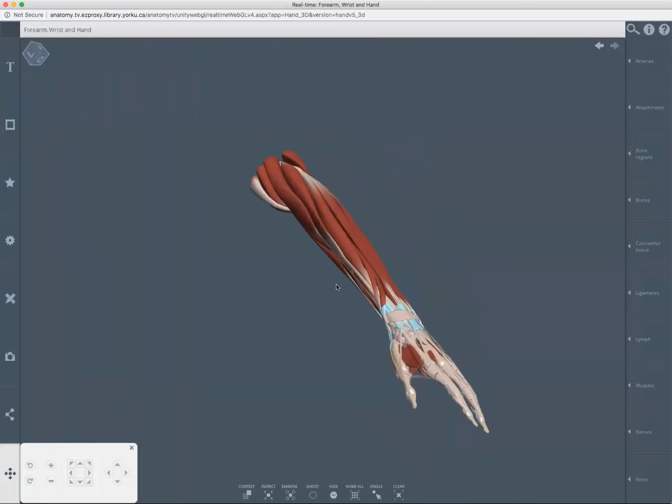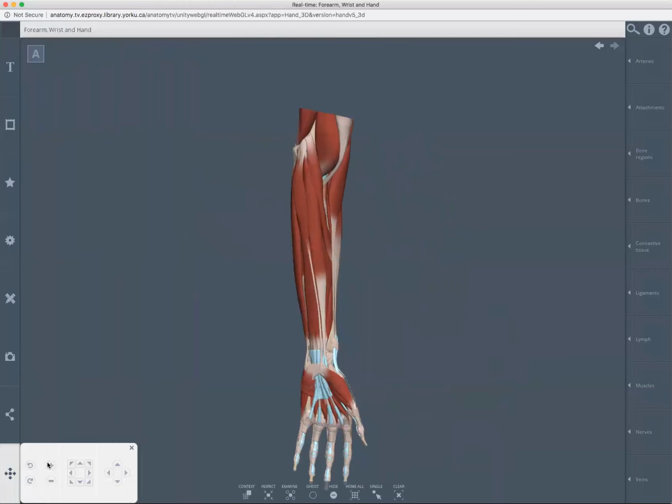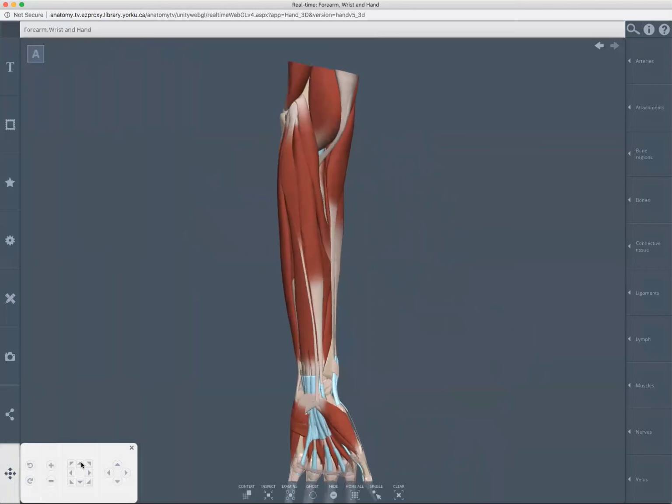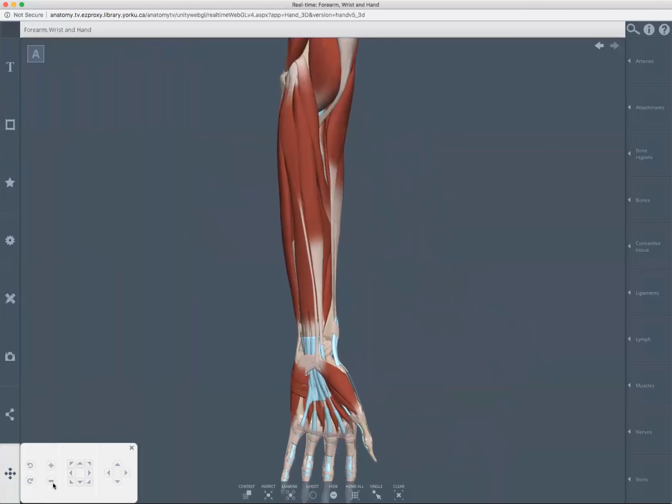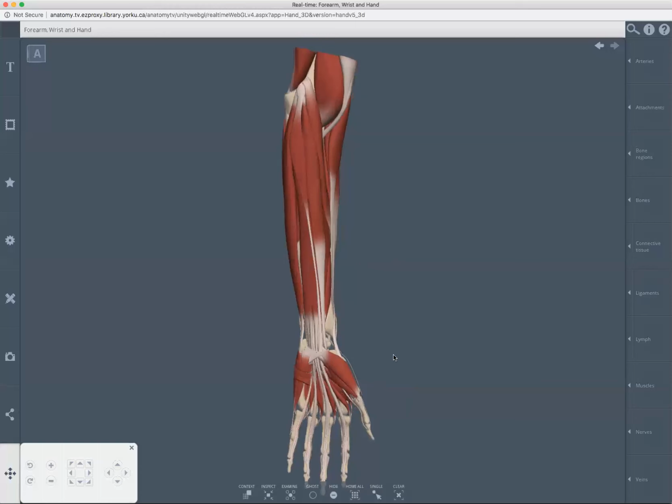Okay, so I'm just going to flip this guy over and straighten him out. All right, so let's zoom in a little and move it up. There we go. All right, so I am going to remove some of the ligaments and connective tissue so that we can see the muscles and tendons themselves. So there are a lot of muscles in the forearm that are leading into the hand, and they can be tricky to remember, but we have a few tips.